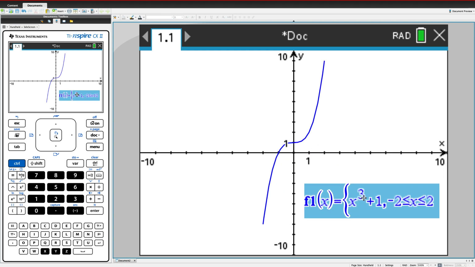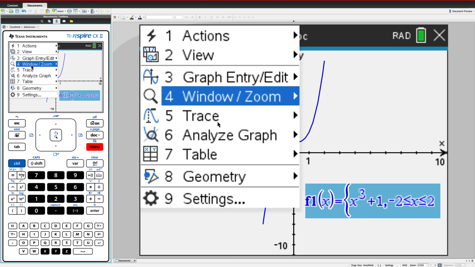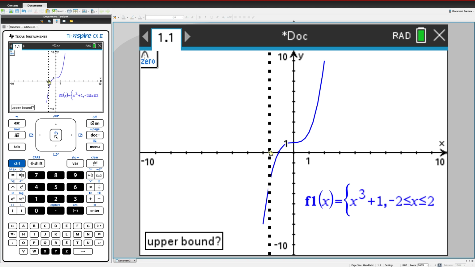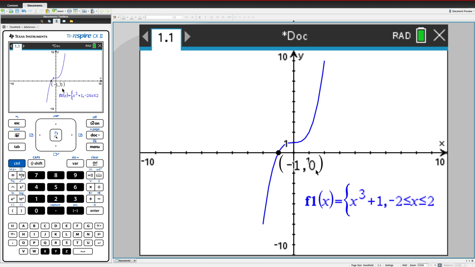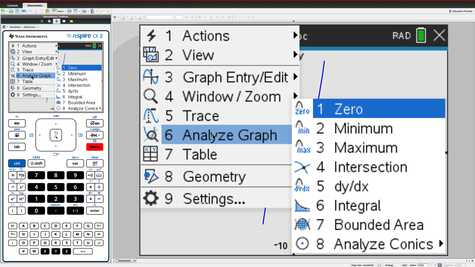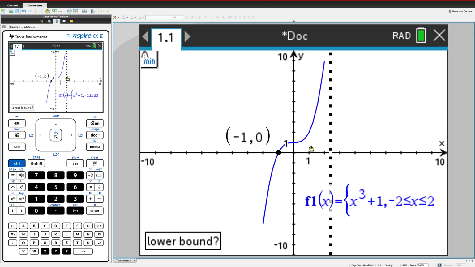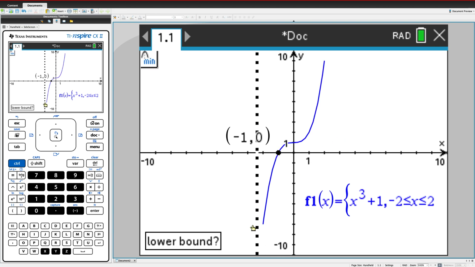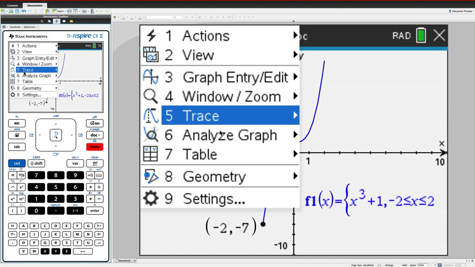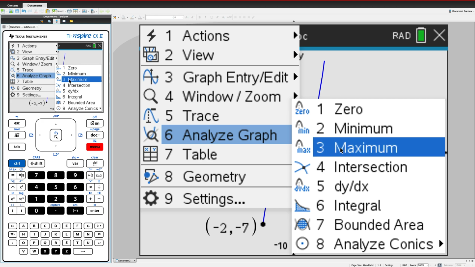All right, what values do we need to use analyze graph for? The zeros. Okay, let's do 0. So go to the left, go to the right. There's a 0. Go menu, analyze graph. What else could we use? Minimum. Yeah. Would this be relative or absolute down here? Absolute. Go to the left, go to the right. There's our minimum. Menu, analyze graph. Maximum.